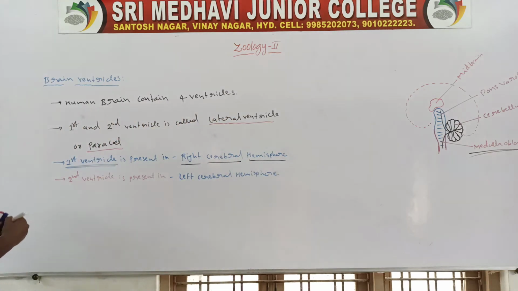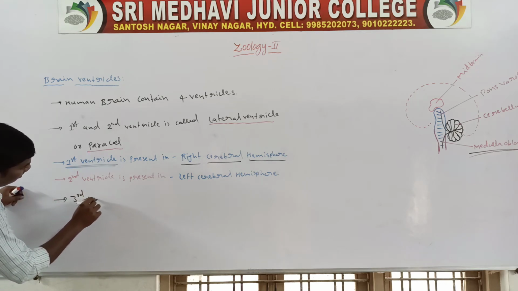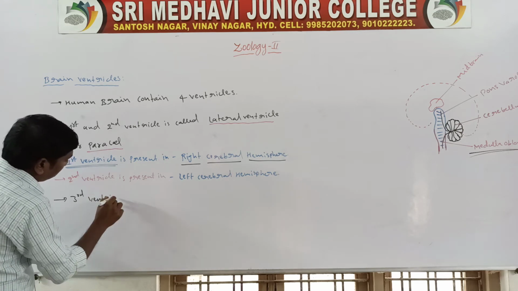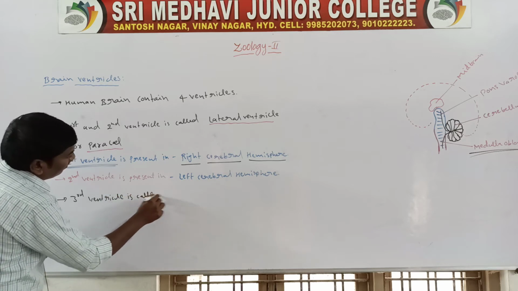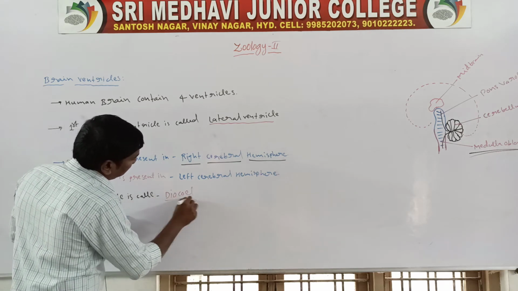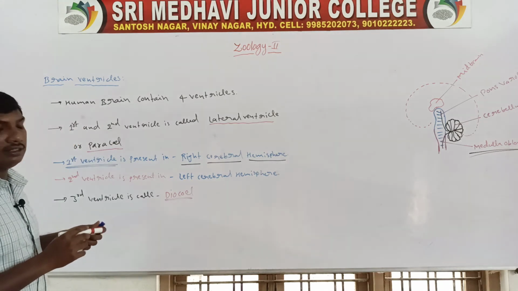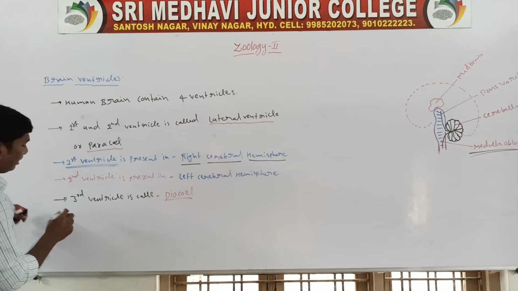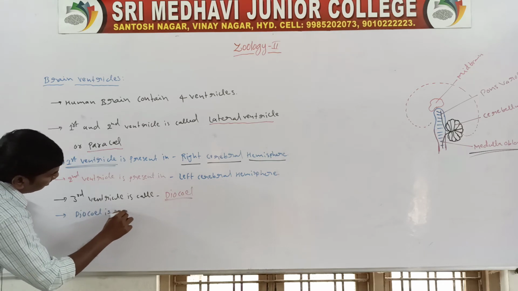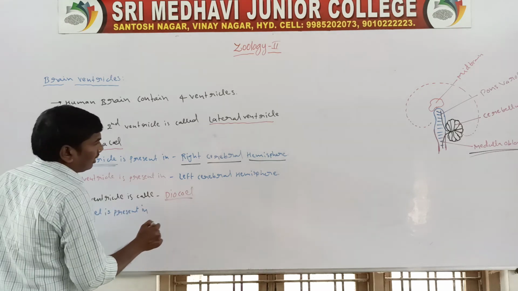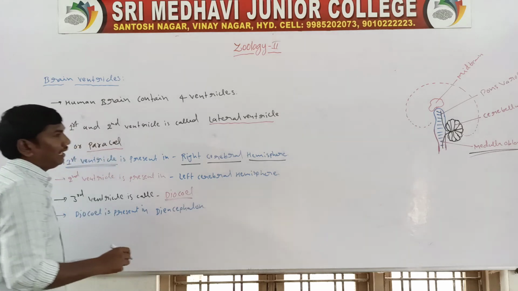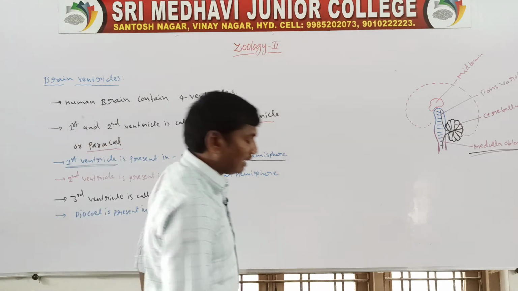Next, the third ventricle. The third ventricle is also called the diocoel. It is present in the diencephalon. See the diagram.